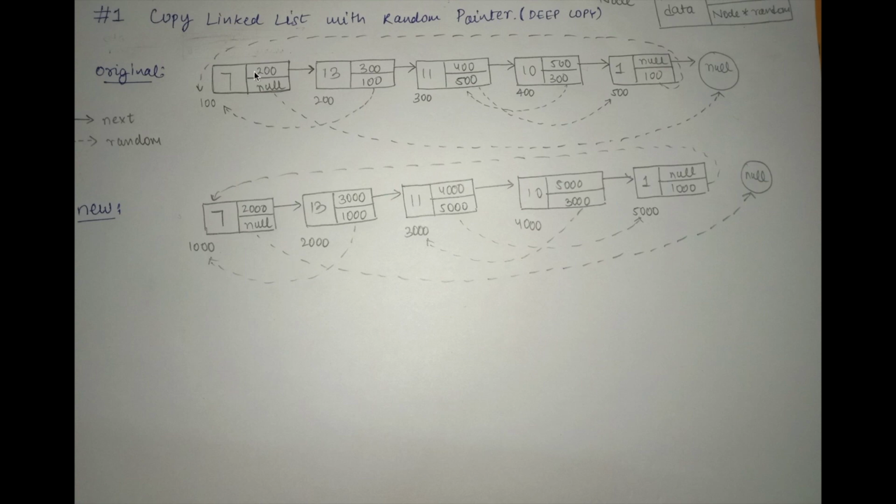Let's take an example here. In the original linked list, first node is 7 and 13 is coming after 7. The next of the 7 is pointing to 13. In the new linked list, it should also be like this. Like the 13 node should come after 7, or in original 7's random was pointing to null. In the new it should also be like this.